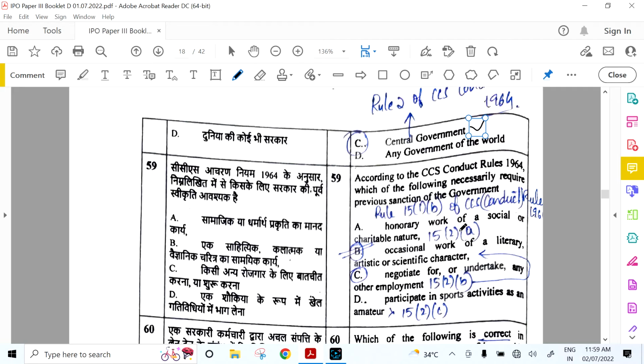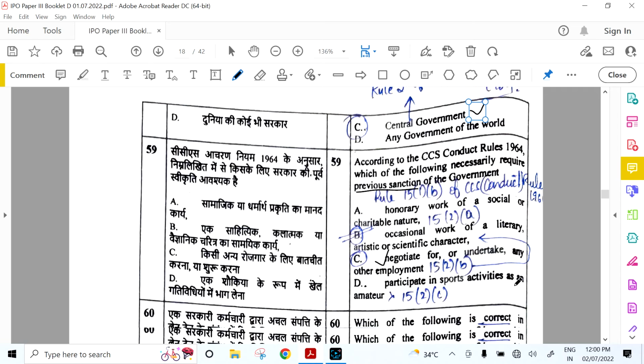These are the relevant rules. However, requires previous sanction, it is C only, that is negotiate for or undertake any other employment. In such a case, previous sanction is necessary, otherwise intimation is enough.